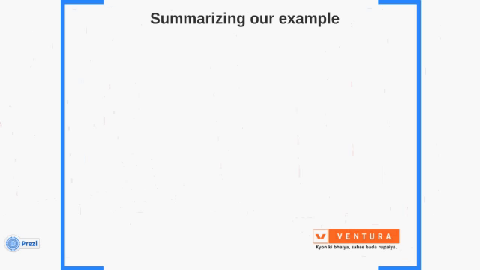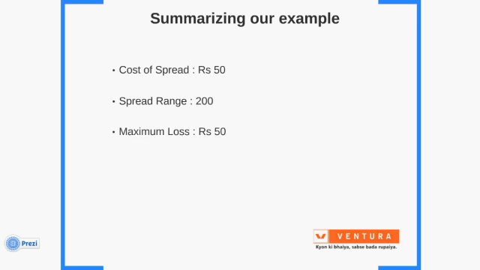Now let's summarize our example. The cost of spread is 50 rupees, which is the net premium paid. The spread range is the higher strike minus the lower strike, which is 6,200 minus 6,000, which is 200. The maximum loss is 50 rupees, which is the cost of the spread. The maximum profit is 150 rupees, which is the spread range minus the cost of the spread. Your break-even point is 6,150, which is nothing but the highest strike minus the cost of the spread.